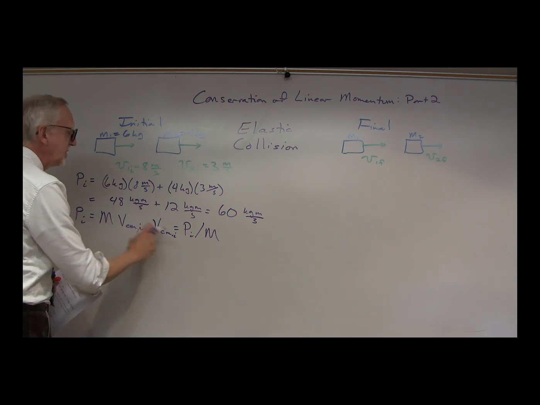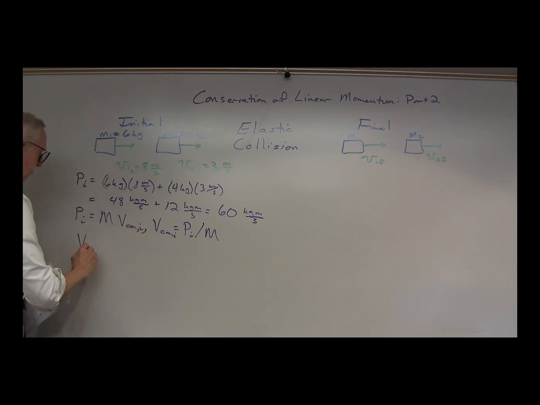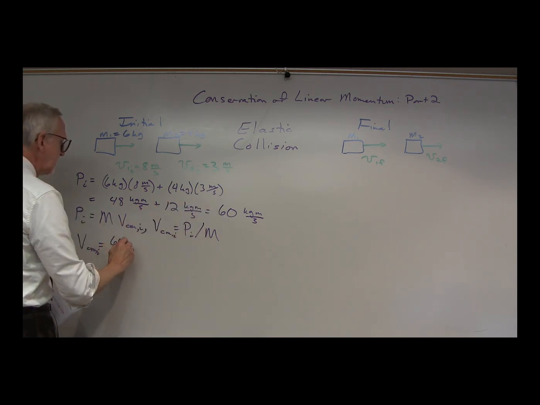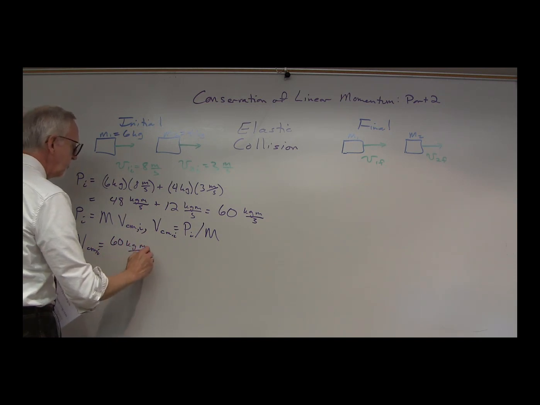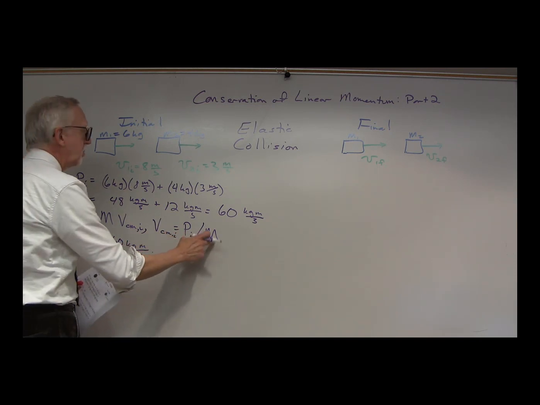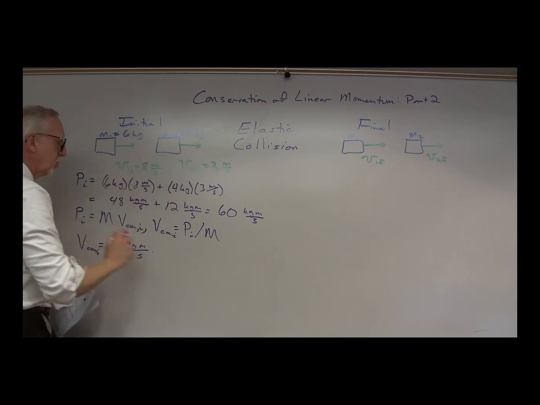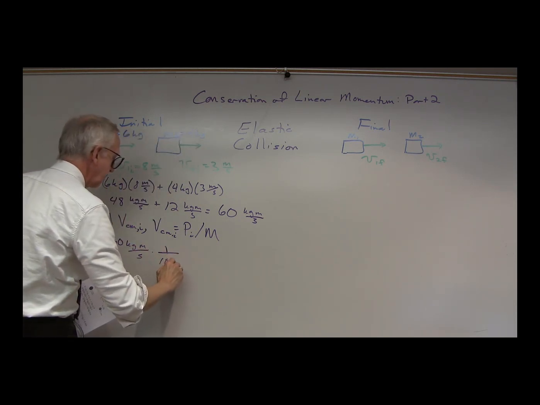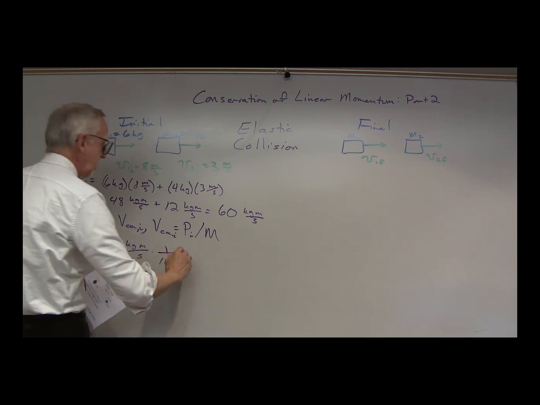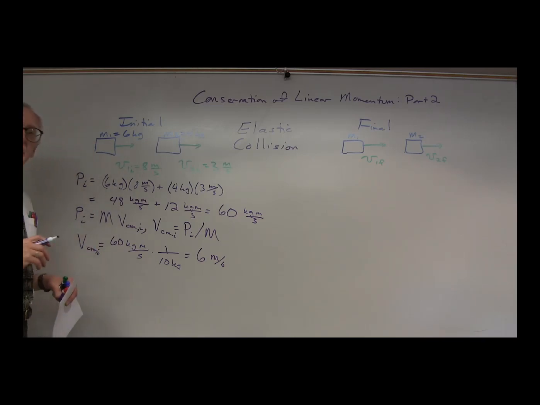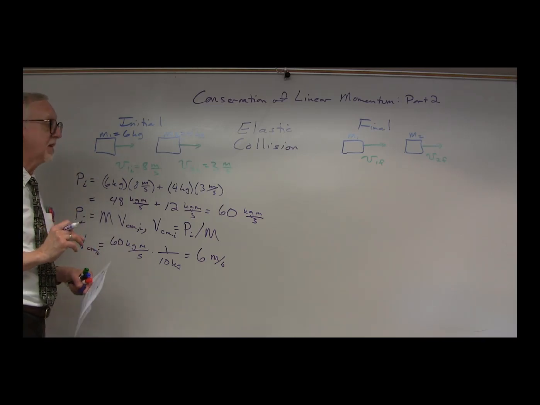So the initial velocity for the center of mass then, initially, will be equal to the initial total momentum, which is 60 kilogram meters per second, divided by the total mass. Well, what's the total mass? We've got 6 kilograms and 4 kilograms, so the total mass is 10 kilograms. So we divide by 10 kilograms, and what do we get? We get 6 meters per second. So that is the velocity of the center of mass.